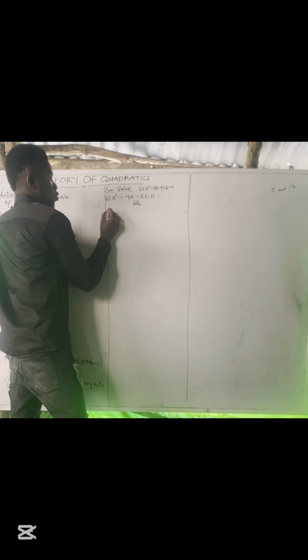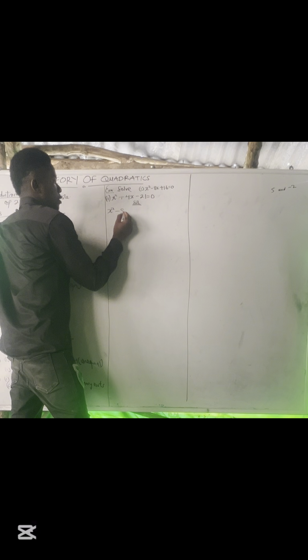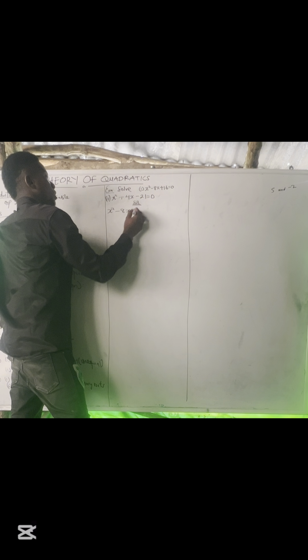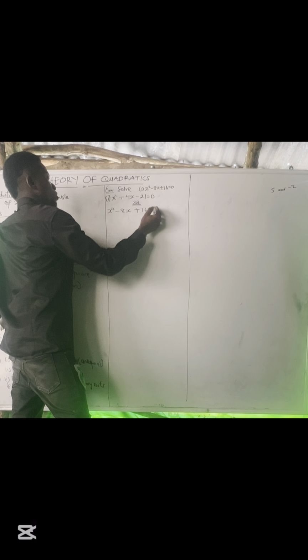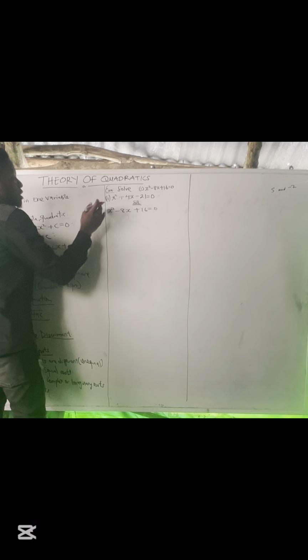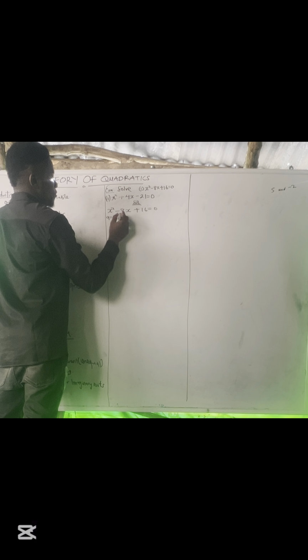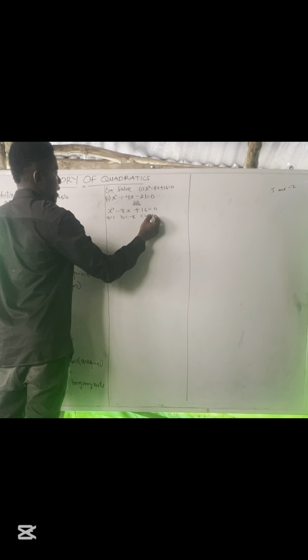The equation given to us is x squared minus 8x plus 16 is equal to 0. We will firstly identify a, b, c. A is the coefficient of x squared, a is equal to 1. B is the coefficient of x, b is equal to minus 8. C is the constant number, that is 16.